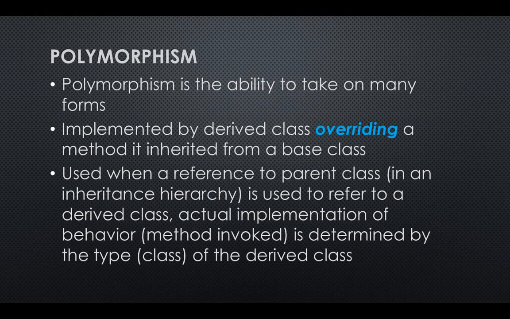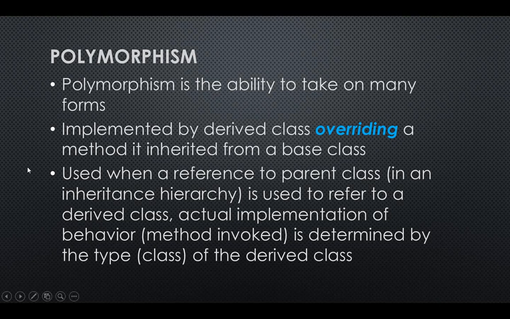So what in the world is polymorphism? Polymorphism is the ability to take on many forms. In C++ and Java, as well as some other languages, we implement polymorphism by using method overriding that I just covered in the last slide. So a child class overrides a method it inherited from the base class. It still has to satisfy the contract of the base class, but its implementation is different.